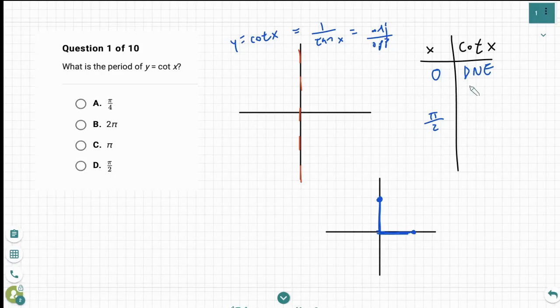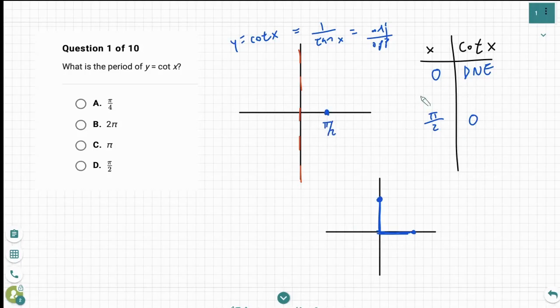And 0 over 1 is just 0, so cotangent would just be 0. Right. So for cotangent, we'd have a point at pi over 2, 0. Draw that here. That makes sense.